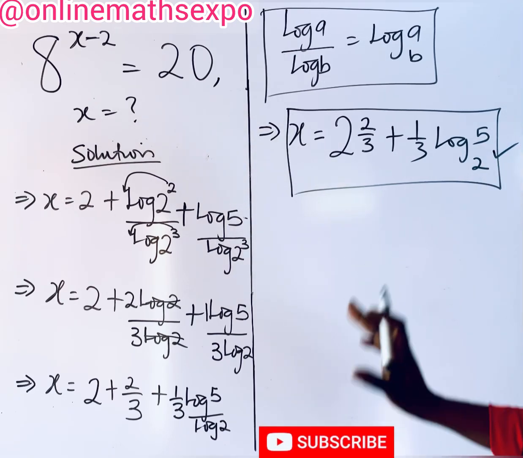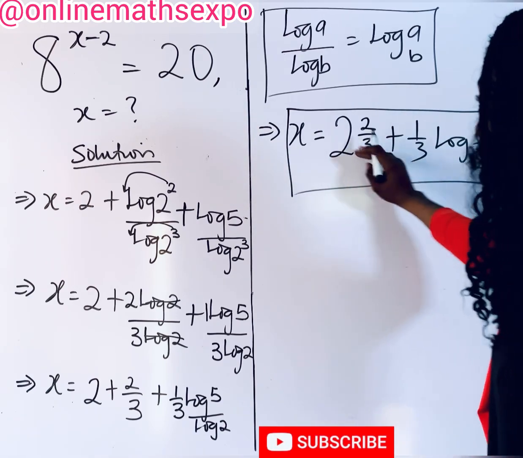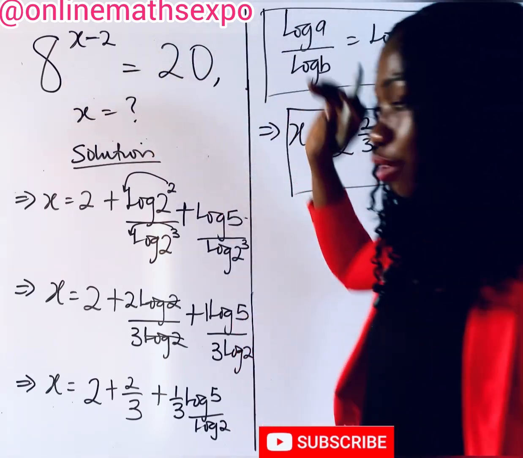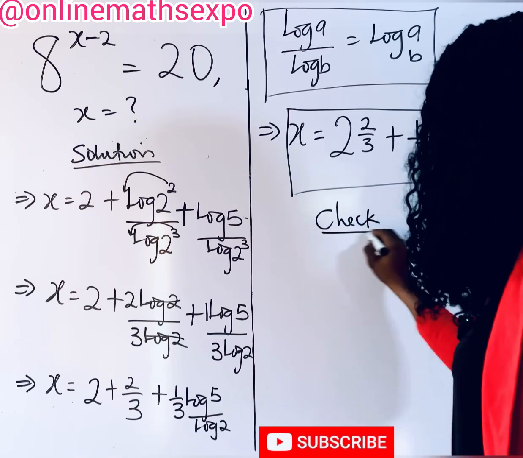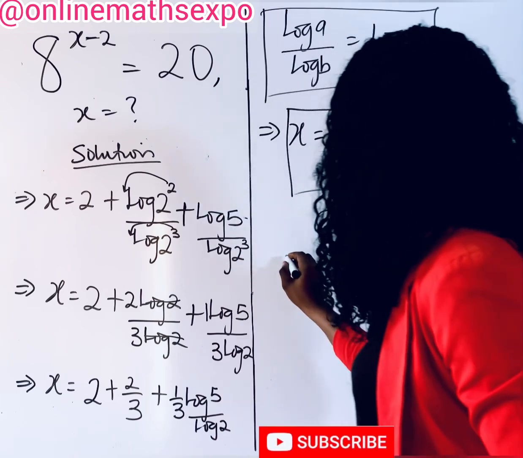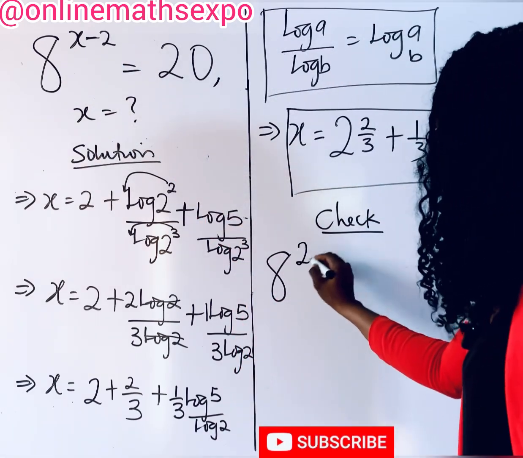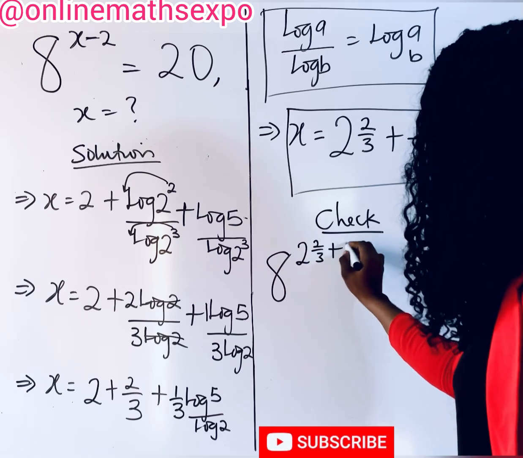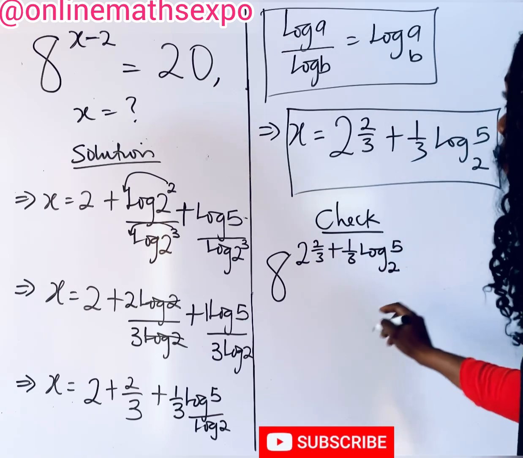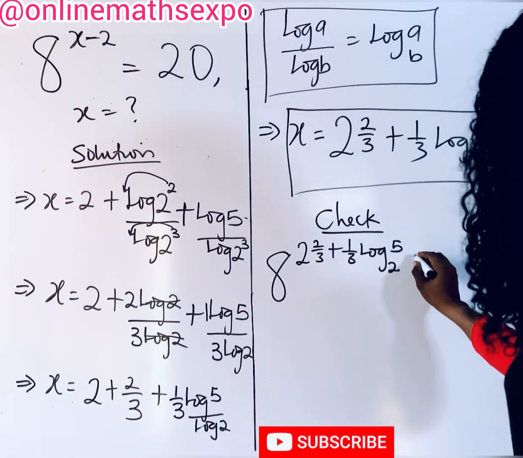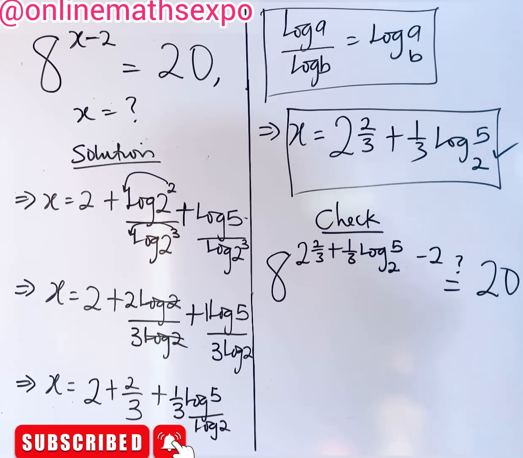Now we are going to check. Don't be scared. We want to check if when we put this x at the left side, will it give us back 20? So let's do it together, okay? So we return this 8. Then your x is taking this shape, which is 2 and 2 third plus 1 third of log of 5 base 2. Then minus 2. Will this be equal to 20? Now let's see to that.